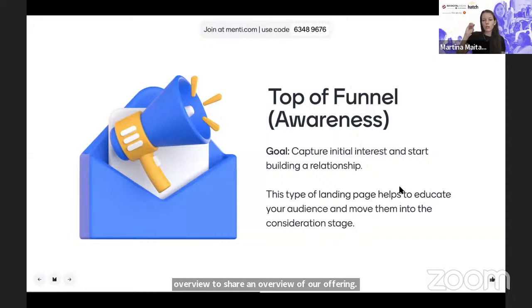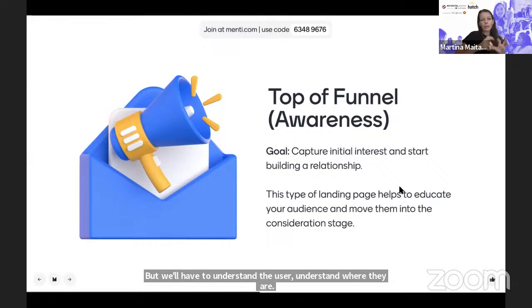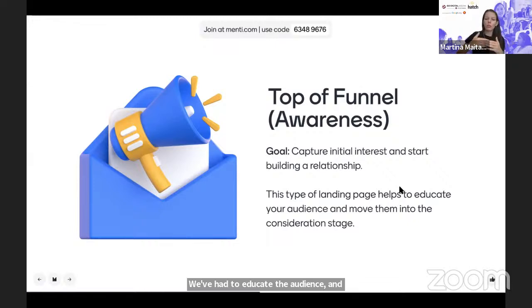So this kind of landing page doesn't have to go extremely into the specifics of the product, but we'll have to help the user understand where they are. We'll have to educate the audience, and then right after, try to move them to the consideration stage. For a photographer, in this case, it will have to showcase that this photographer himself is able to do this type of pictures. Okay, not every picture, anything.